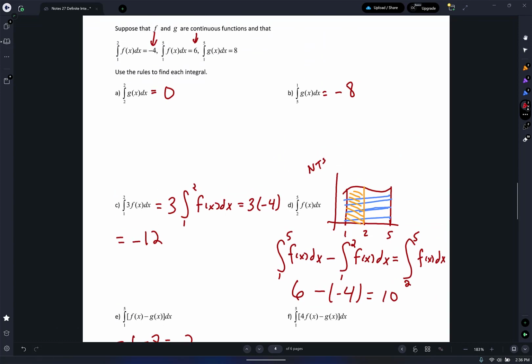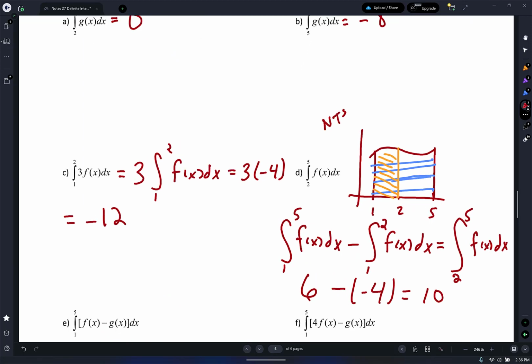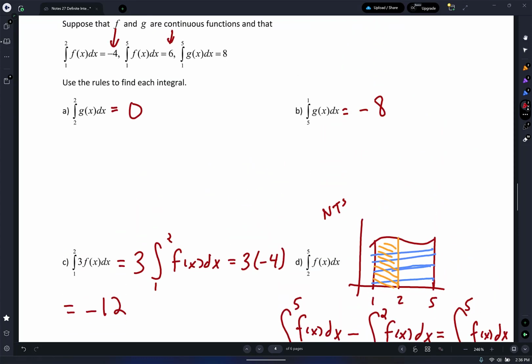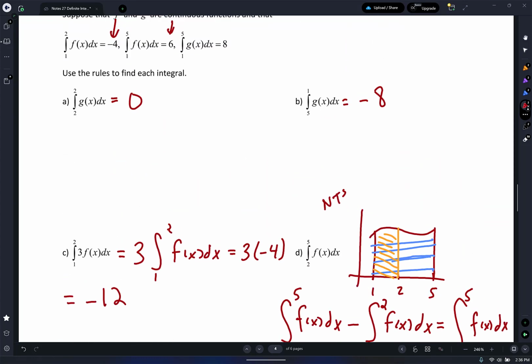All right, let's see. Do we have 1 to 5 of f of x and g of x? Yeah, so this one we can do again. So this is the same thing as going what? 4 times 6 minus 8.